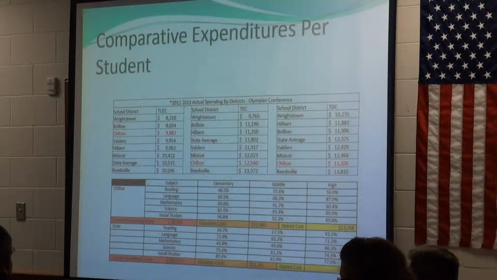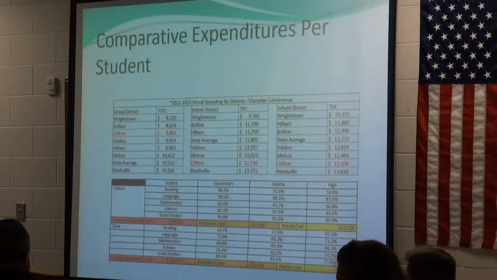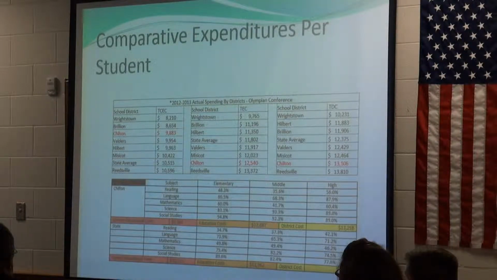What's on here as the TCEC, that's the total current education cost. That is comprised of instructional and support expenses. The next column, the TEC, which is total education costs, adds transportation, debt payments, and capital project expenses. And the last column, TDC, is total district costs, which adds food service and community fund expenses.